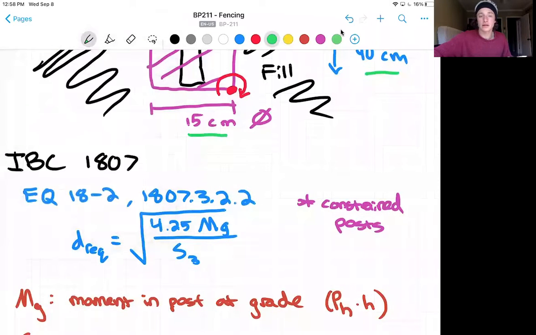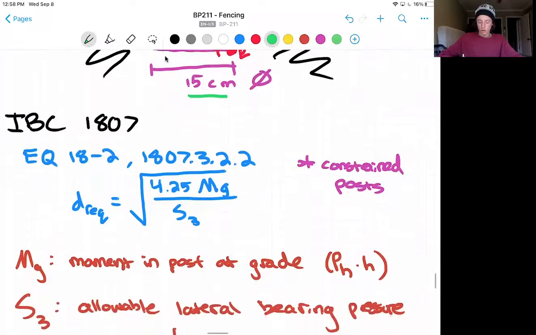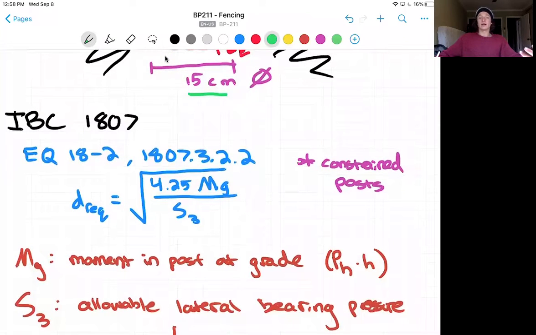Now, to discuss these terms and what they actually mean, sorry about that, we will first discuss the moment of the post at the grade, which we previously calculated in the previous section, and we don't need to recalculate here. And more importantly, what S3 is, our allowable bearing pressure.